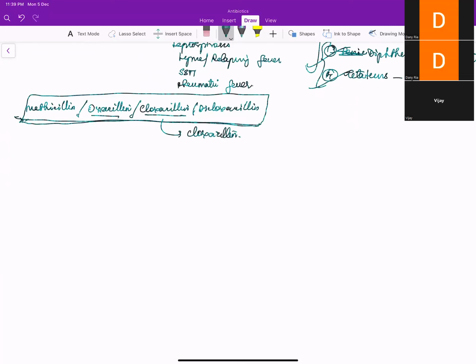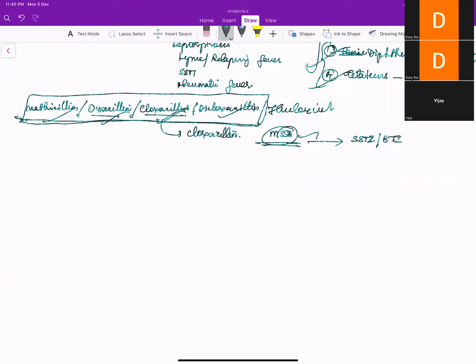Why? Because cloxacillin has better coverage against Staph aureus, as it overcomes penicillinase producing Staph aureus. This is MSSA. So methicillin, oxacillin, cloxacillin, flucloxacillin, dicloxacillin are used for MSSA, specifically for skin and soft tissue infection and bone and joint infection. If you are suspecting a staphylococcal cellulitis or abscess, we can give cloxacillin.